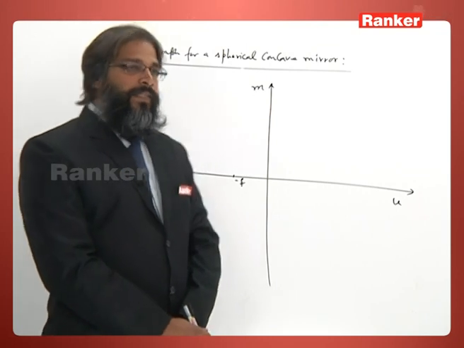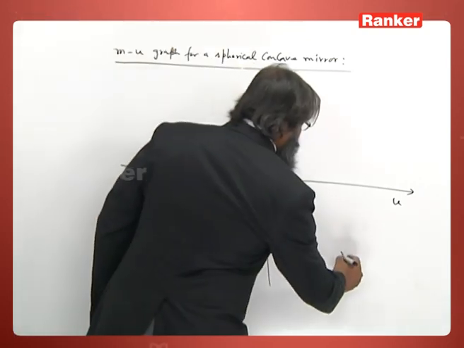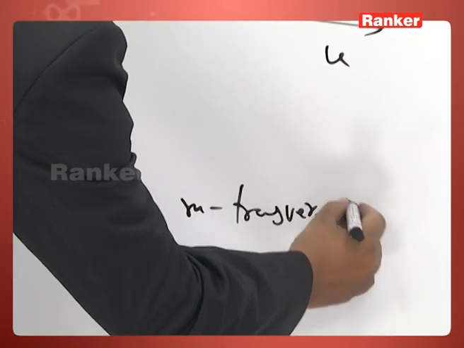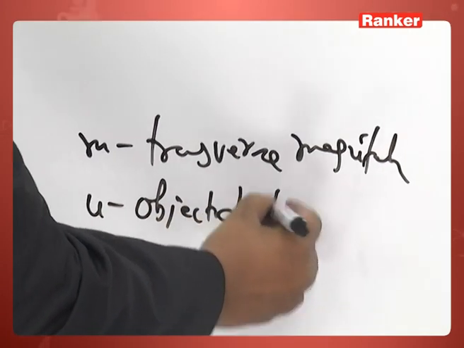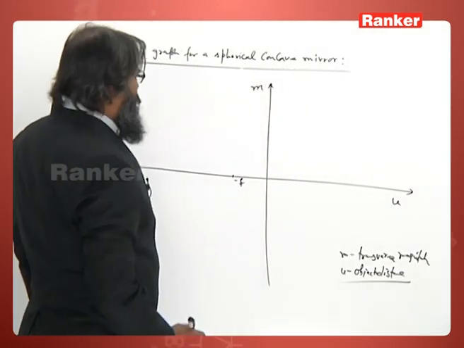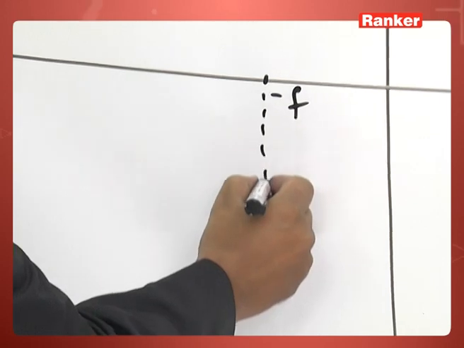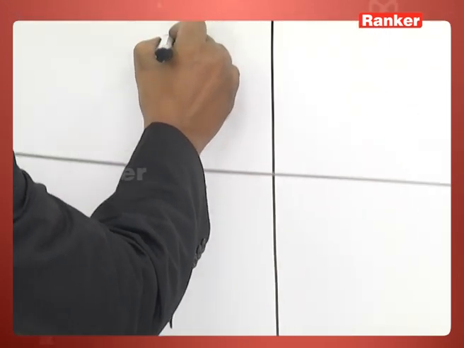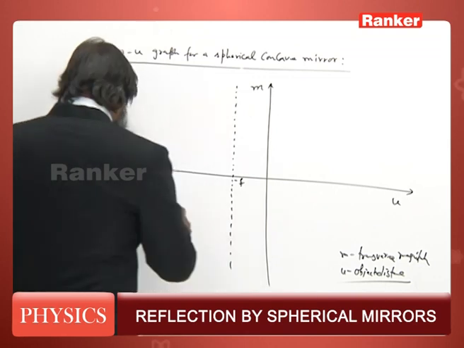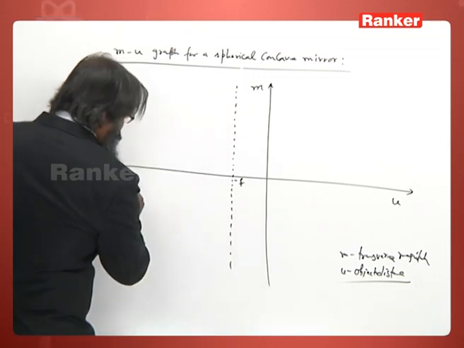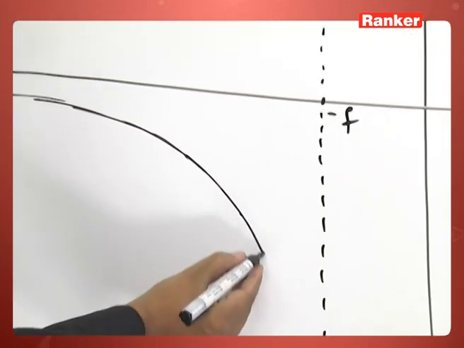Now, let us see the magnification, the transverse magnification versus object distance graph. Here M is transverse magnification and U is object distance. Now, when the object is at infinity, let us draw an axis parallel to the M axis passing through minus F. So when the object is at a large distance, the graph is something like this.